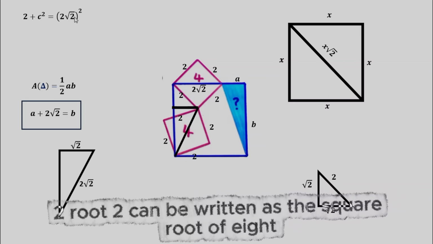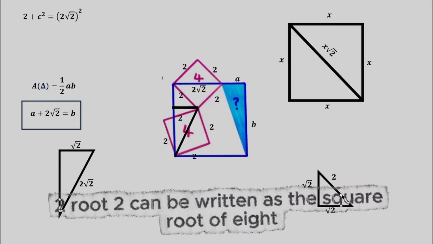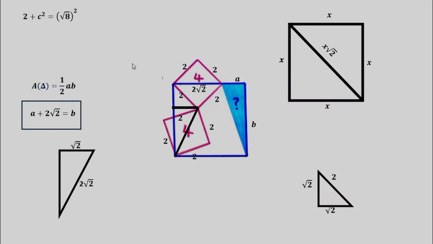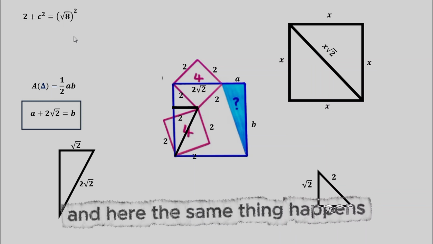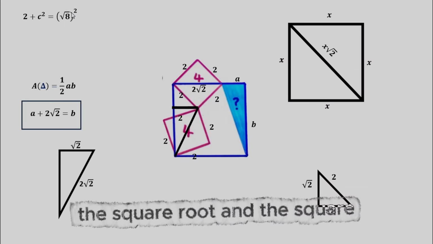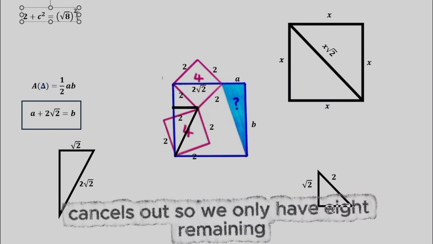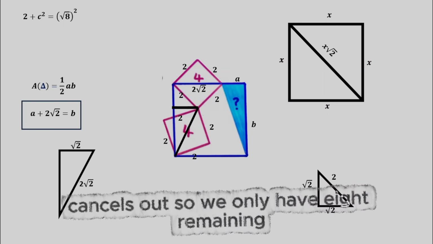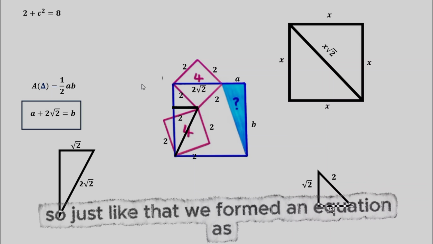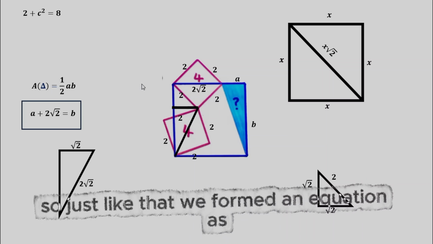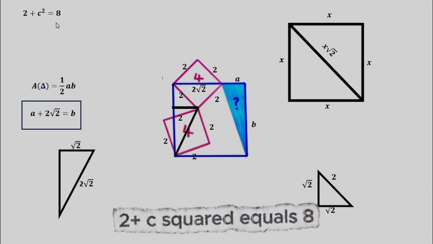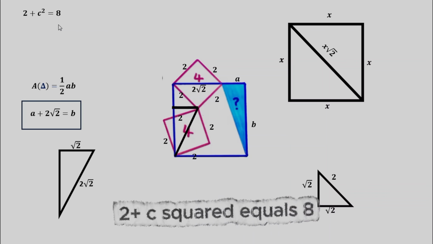So 2 root 2 can be written as the square root of 8. And here the same thing happens. The square root and the square cancel out, so we only have 8 remaining. So just like that, we formed an equation as 2 plus c squared equals 8.